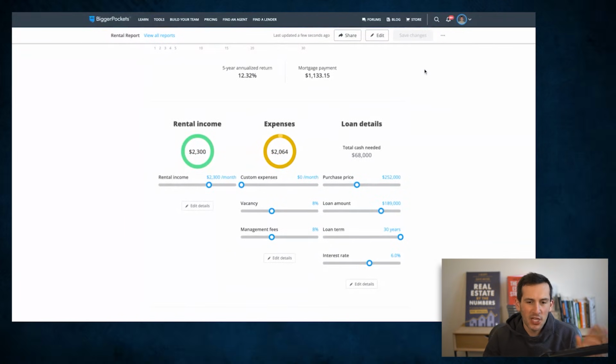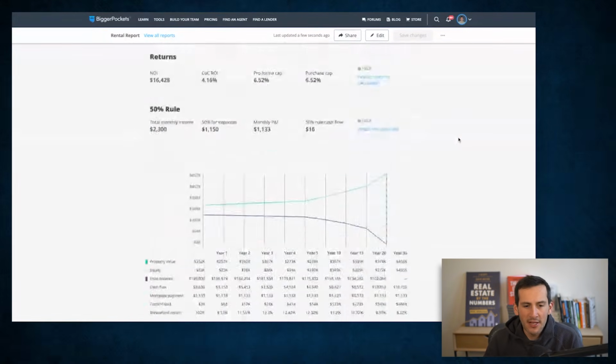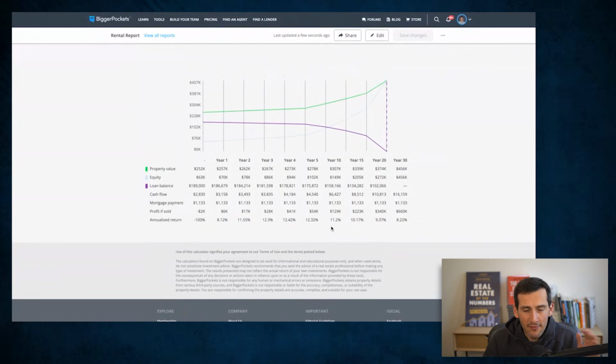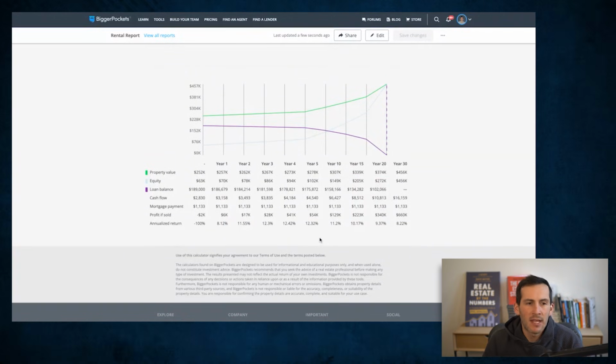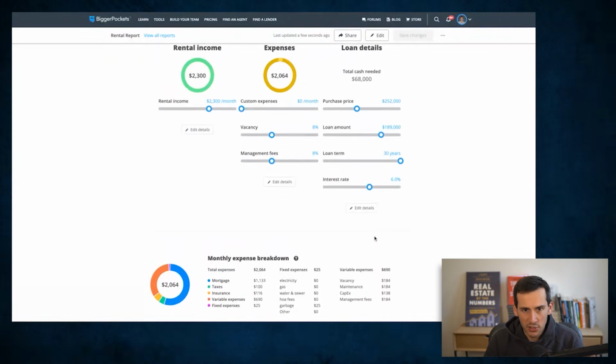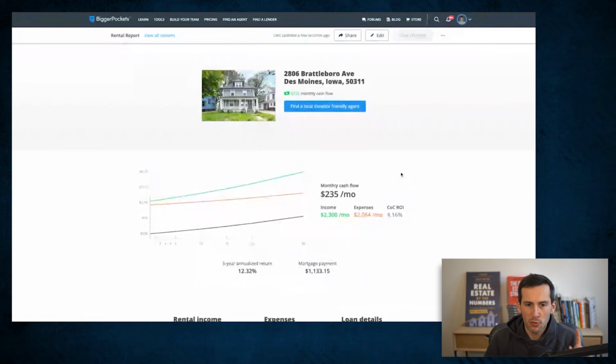So make sure you hit save changes if you do all that. You can go down here and see all the different stuff about long-term returns, which are well over double digits, which is better than the stock market. So even with the conservative estimates I've made about appreciation and growth, still a really good deal here. If you were to hold onto this deal for 10 years, you would make almost $130,000 using those assumptions.